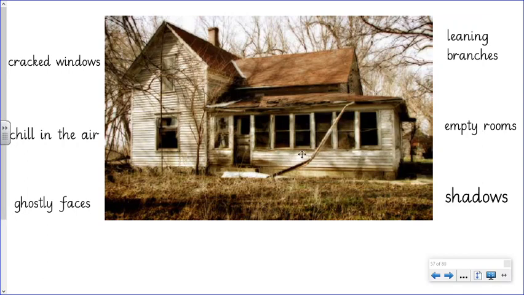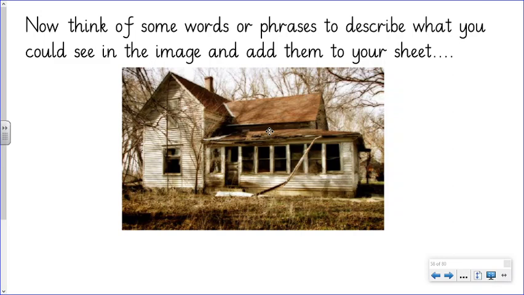Next one is empty rooms. It doesn't look like there's anything going on inside these rooms. They definitely look empty. And then I also wrote down shadows. There's shadows outside the house, on top of it, and definitely shadows inside of the house. Now, I want you to think of some words or phrases to describe what you could see in the image and add them to the sheets in your pack. Spend a little bit of time thinking about some words and phrases that might describe what you can see, so some adjectives, anything that you can come up with. So pause the video now and add those to your sheet.